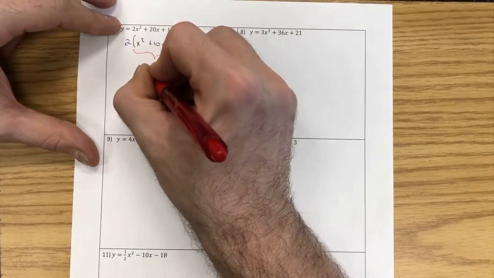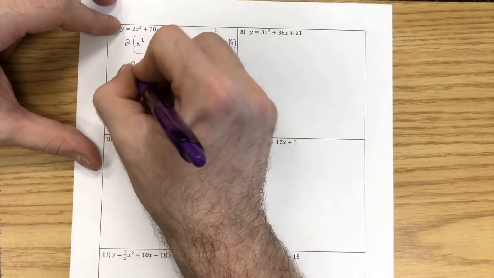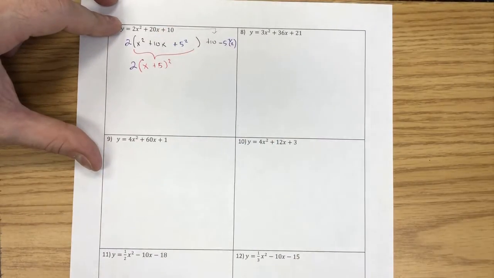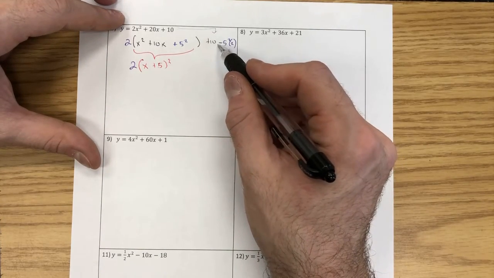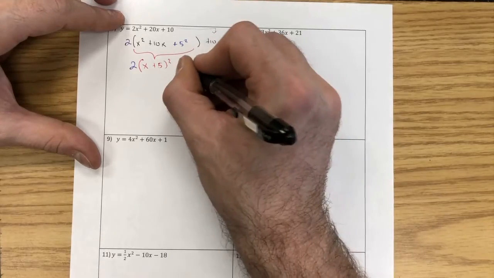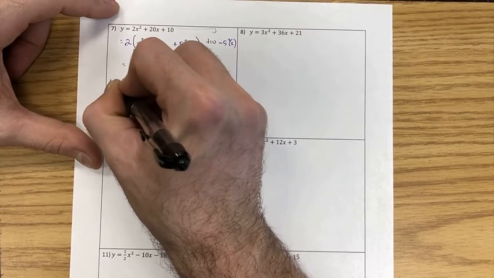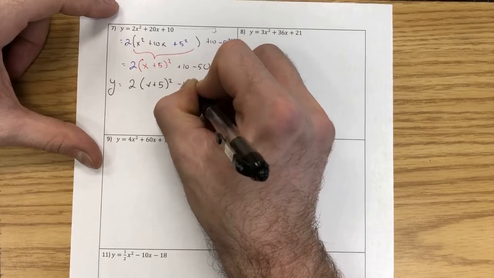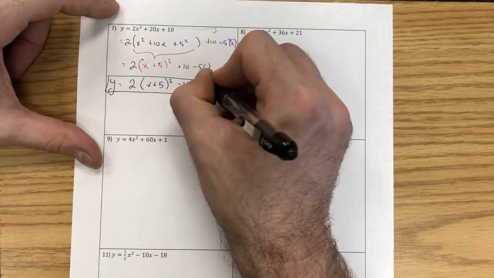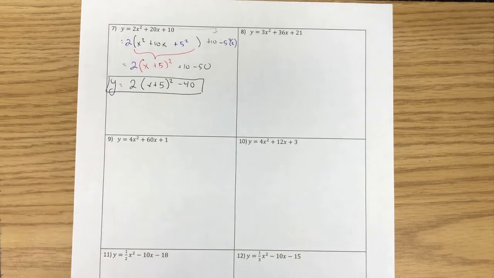This very quickly factors down to an x plus 5 squared, where I still have my 2 out front, and I just deal with this as it is. 5 squared is 25, negative 25, negative 50. So there we go. So y equals 2 times x plus 5 squared minus 40. Perfect. And so now that we've seen that, I want you guys to pause the video, try number 9, unpause it when you're done, and see how you do.